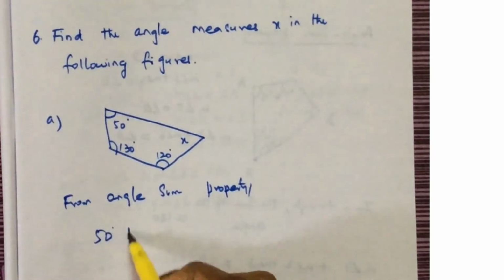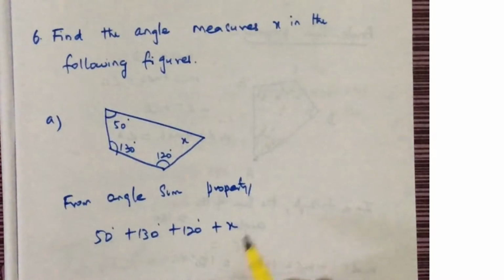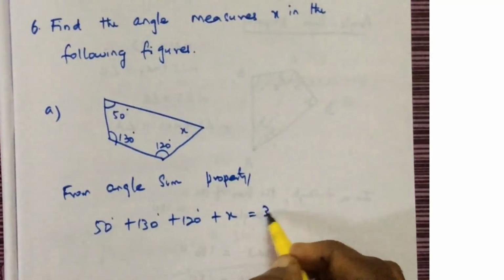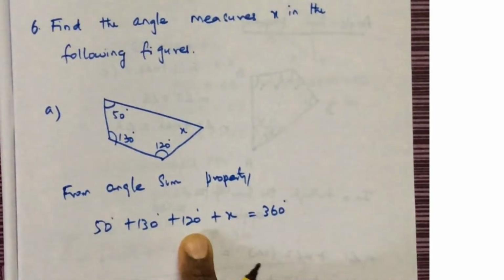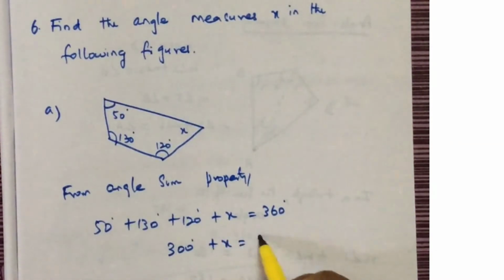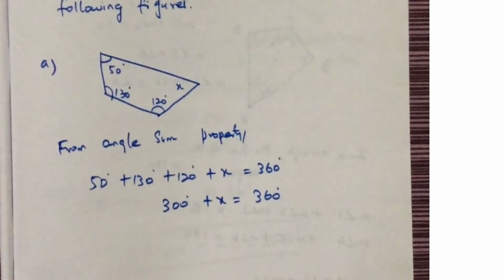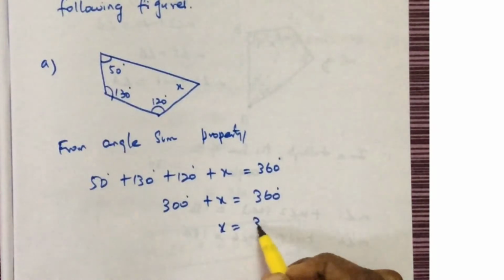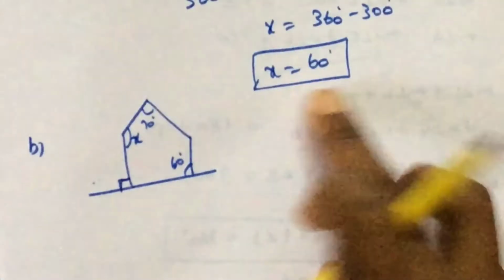So 50 plus 130 plus 120 plus x. If you add all the angles, it should give 360. Now what is 130 plus 120? This is 250. 250 plus 50 is 300. 300 plus x equals 360. Now we know how to solve this equation. Then what is x here? x equals 360 minus 300. So x equals 60.